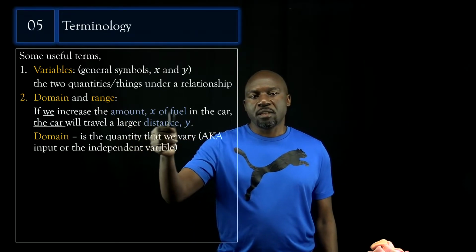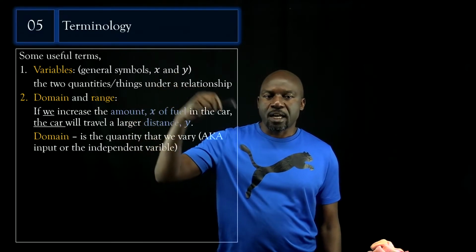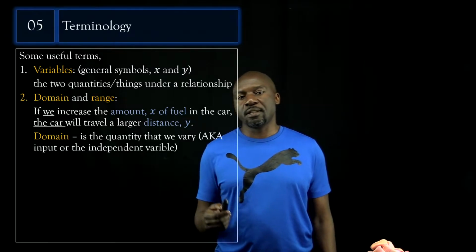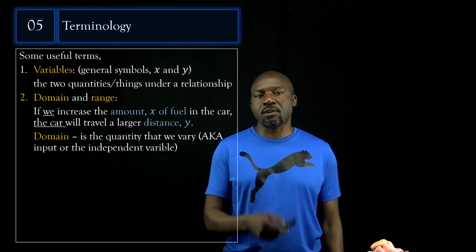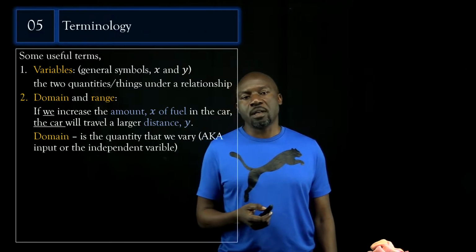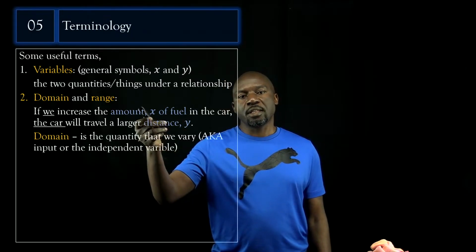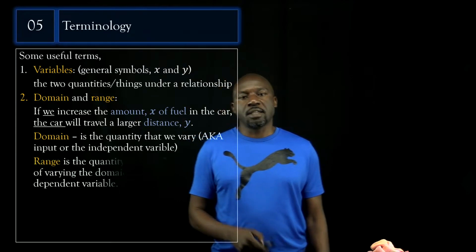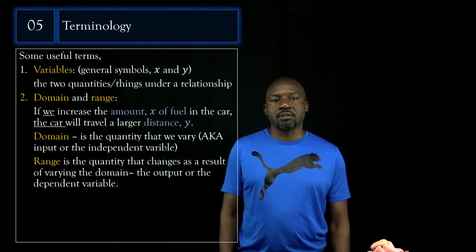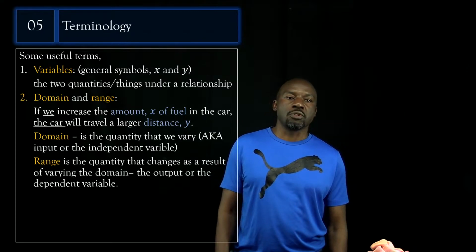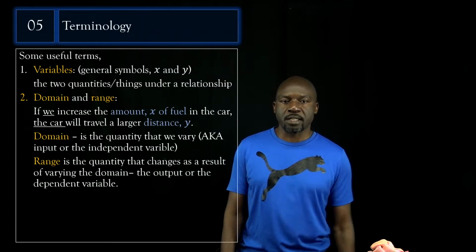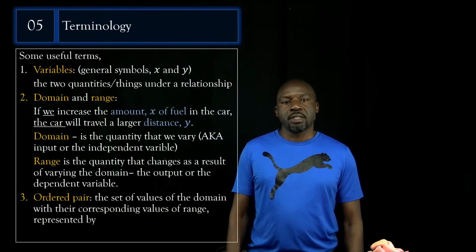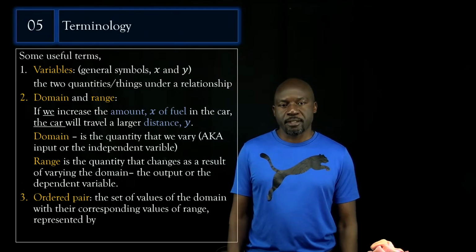So when we change the amount of fuel, as a result, the distance that we can cover also changes. So the distance depends on how much fuel we have used, okay? In this case, the amount of fuel becomes the domain, and the distance covered becomes what we refer to as the range. So the range is also the output, what comes out as a result of changing the input, okay? The other thing we need to know about is the concept of ordered pairs, all right?